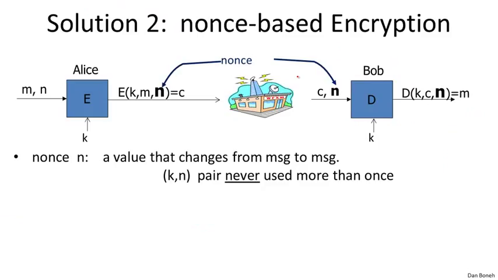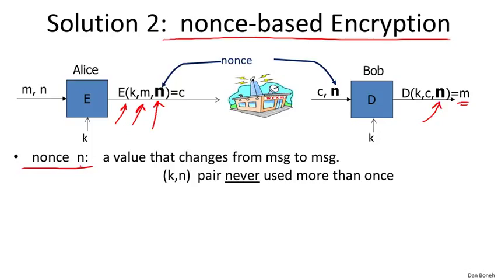The other approach to building chosen plaintext secure encryption schemes is what's called nonce-based encryption. Now, in a nonce-based encryption system, the encryption algorithm actually takes 3 inputs rather than 2. As usual, it takes the key and the message, but it also takes an additional input called a nonce. And similarly, the decryption algorithm also takes the nonce as input and then produces the resulting decrypted plaintext. So what is this nonce value n?